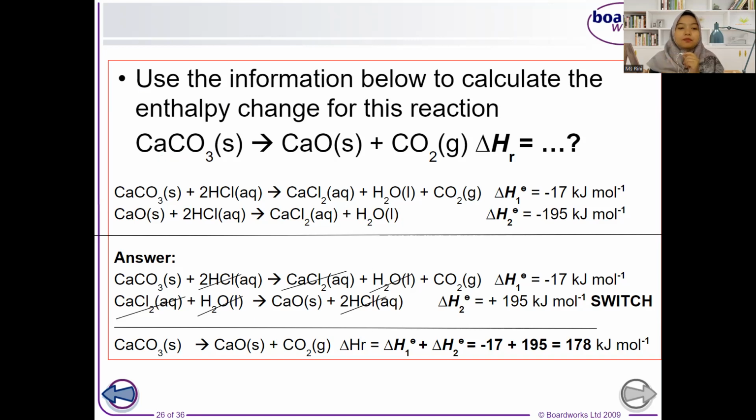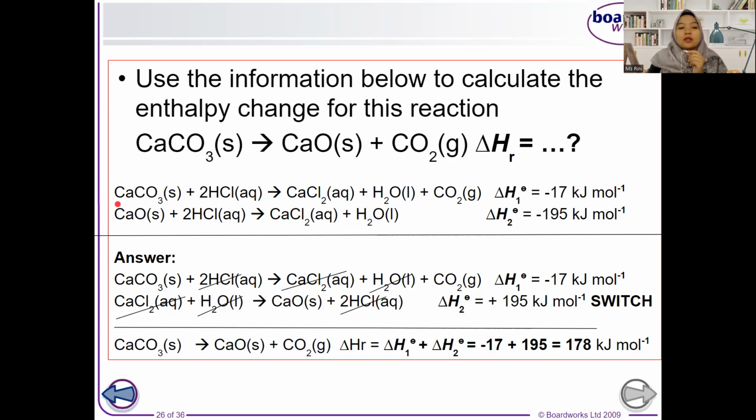That's the first step. The second step is to make sure the number is also the same by looking at the coefficient. Is there any coefficient for the CaCO3 in the reaction? The coefficient is 1 because there's no number, so it means the coefficient is 1. You have to follow the reaction in the question. This is the reaction that we want to find the delta H for, so we need to follow this reaction.